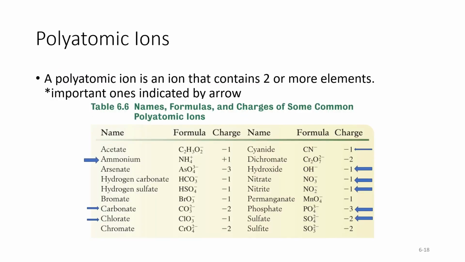Polyatomic ions. So we talked about how to name monoatomic ions, binary ionic compounds. Now we're going to learn about how to name the polyatomic ions and compounds containing polyatomic ions. So poly means many. A polyatomic ion is an ion that contains 2 or more elements. The important ones here are indicated by the arrow. Those are extremely important, especially if you're in the health field.